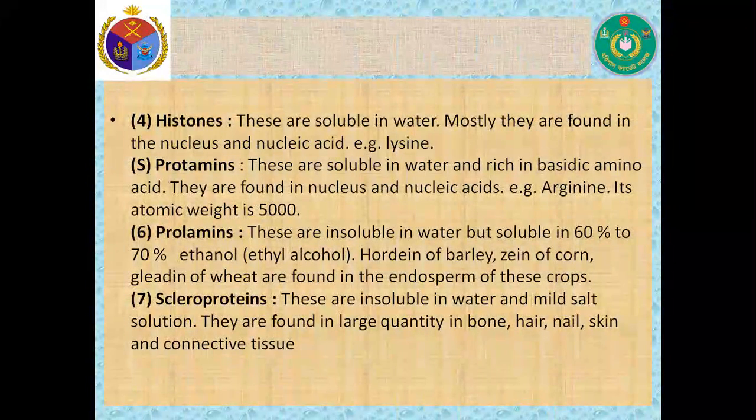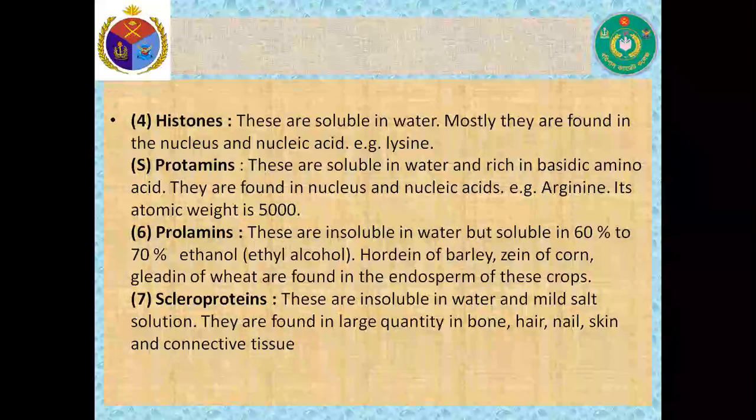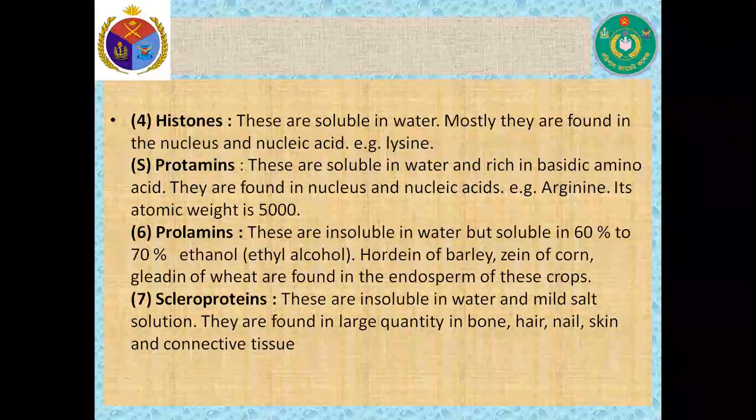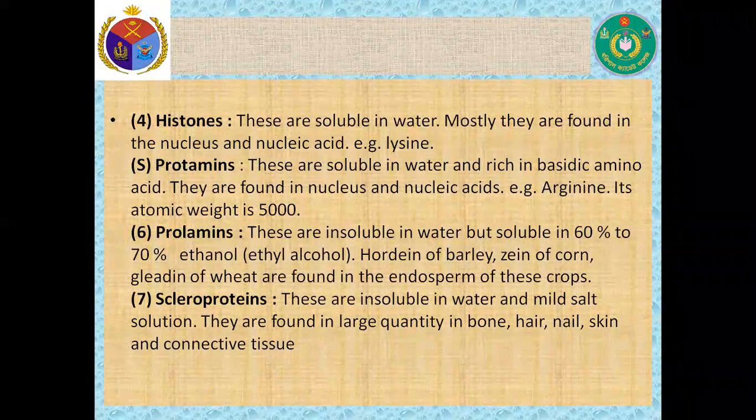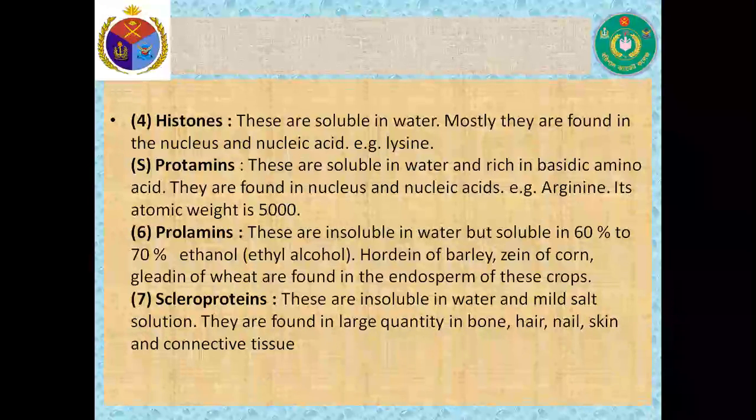Number four, histone protein. These are soluble in water. Mostly they are found in the nucleus with nucleic acid, and are rich in lysine. Number five, protamines. These are soluble in water and rich in basic amino acids. They are found in the nucleus with nucleic acid. Arginine is the best example of protamines. Its molecular weight is 5,000.